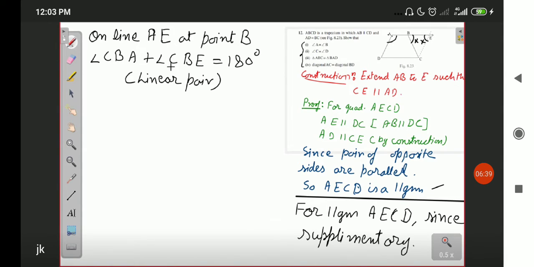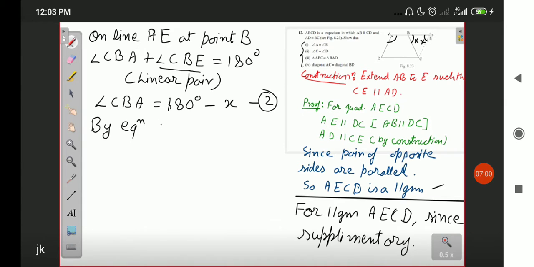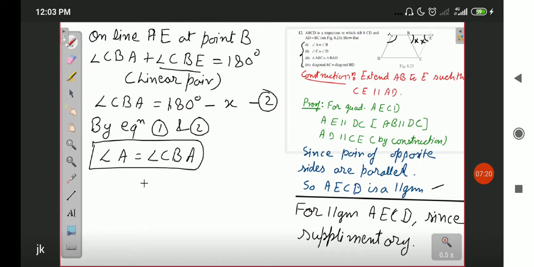Now CBE we have already defined as x. Angle CBA will be equal to 180 degrees minus x. Why? Angle CEB we already defined as x. So this is our second equation, and by comparing equations 1 and 2, angle A is 180 minus x, angle CBA is also 180 minus x, so angle A should be equal to angle CBA, or you can say angle B. This is the proof of the first part.